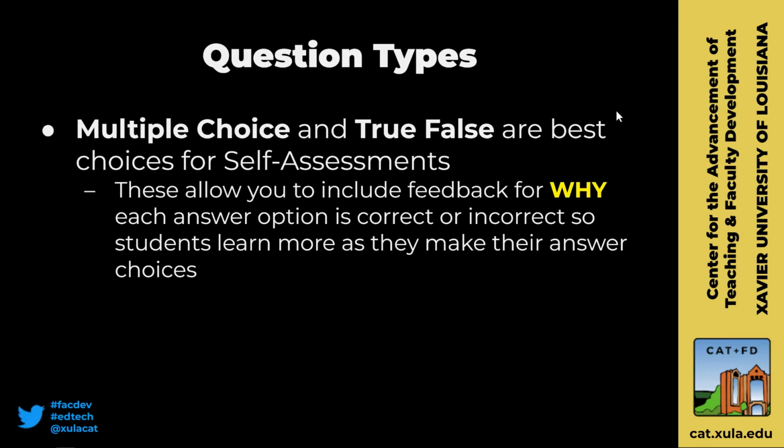When you're setting up a self-assessment, it's just like creating a quiz inside of Brightspace. You're going to be creating some questions for your self-assessment. Your better choices for question types are multiple choice and true false. This is because when you utilize the feedback for the question, you can provide why the answer option is correct or incorrect. And so this is what's going to help the students learn when they make an answer choice, what went right or what went wrong.